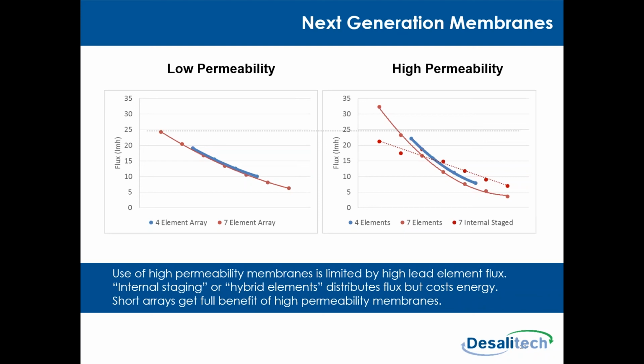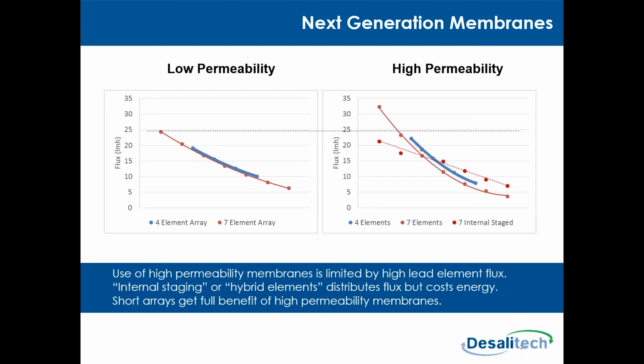The dependent variable is flux. On the left, I show low permeability membranes, and what you see is from left to right, the lead or first membrane element in an array. To the right is the tail element. You see a decrease in flux. The reason is because at the lead element, your pressure is highest and your osmotic barrier is the lowest. And the tail elements, the pressure is the lowest and your osmotic barrier is the highest, so it has the least flux.